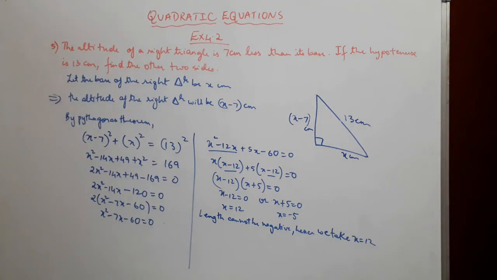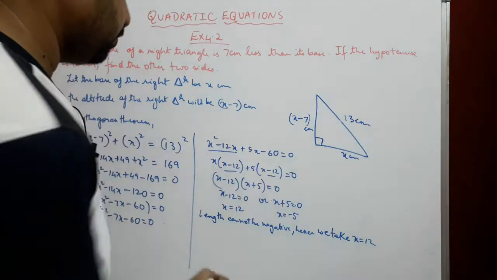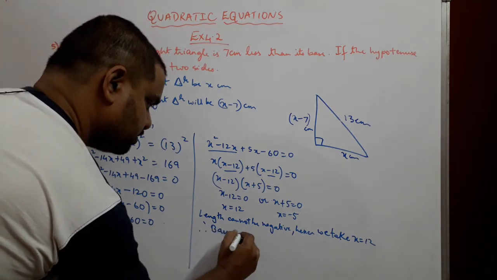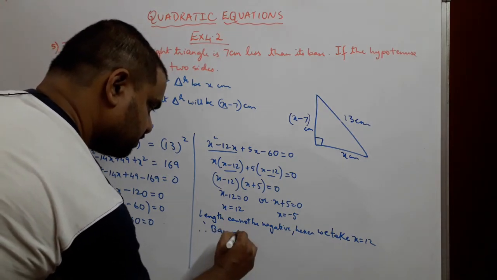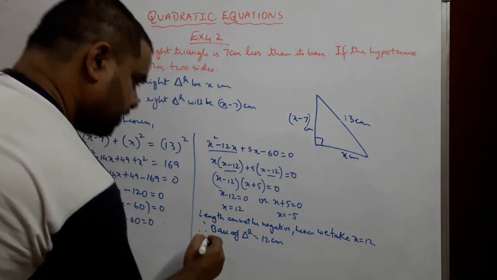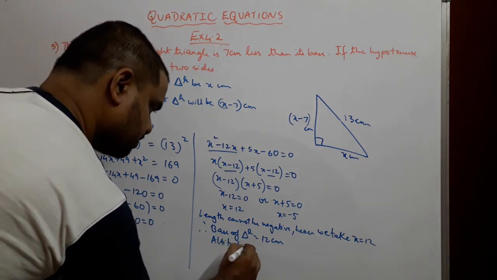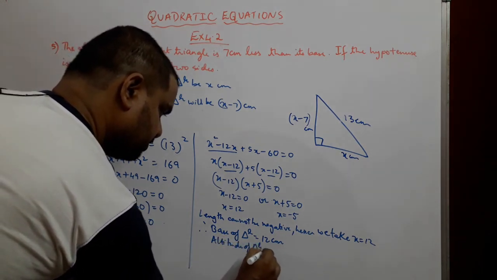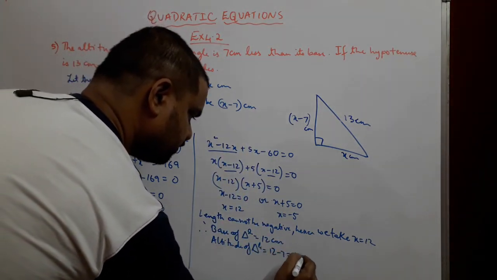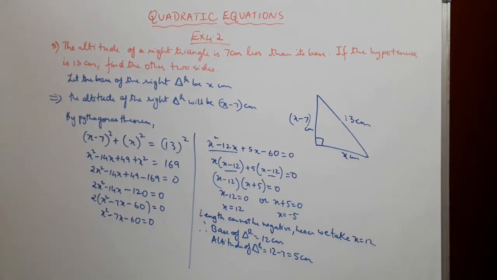So if x is equal to 12, that means the base is going to be 12. So you can say therefore base of triangle equal to 12 centimeters, and the altitude of triangle will be how much? 12 minus 7, which is equal to 5 centimeters, and that is our answer.